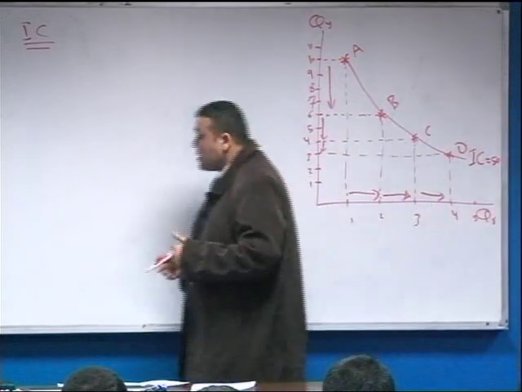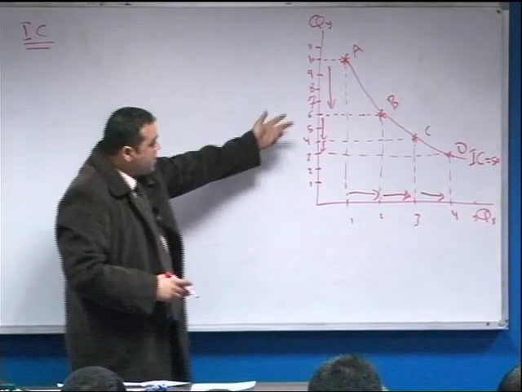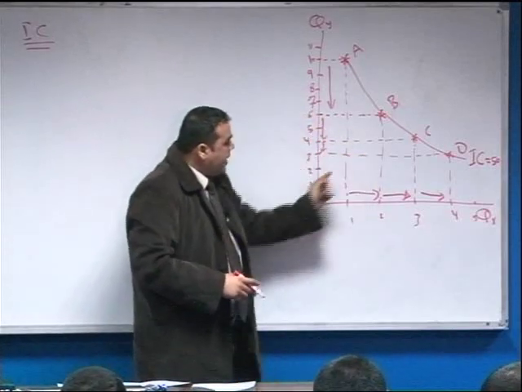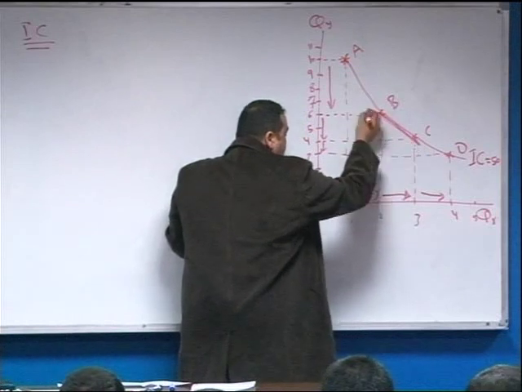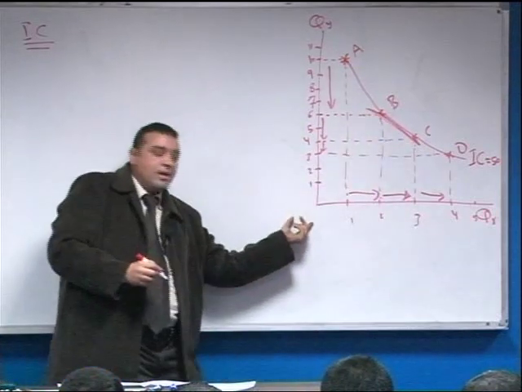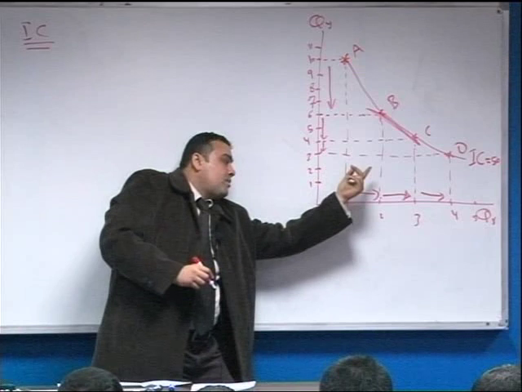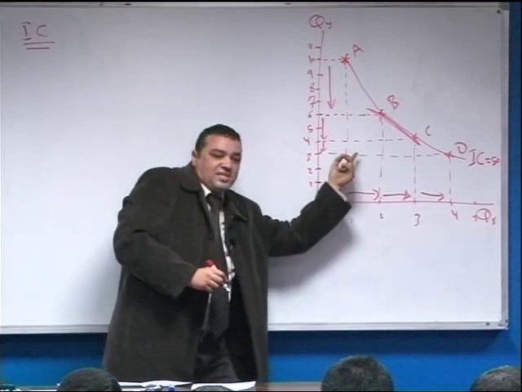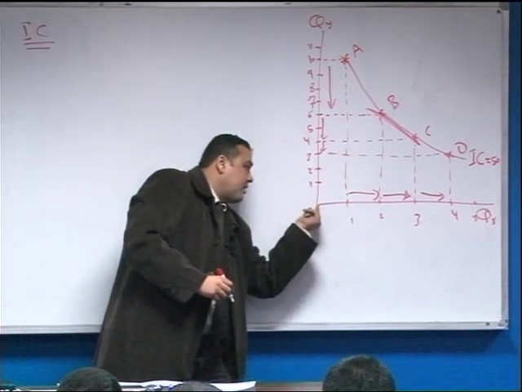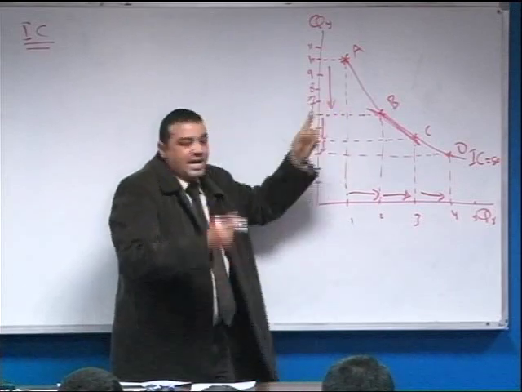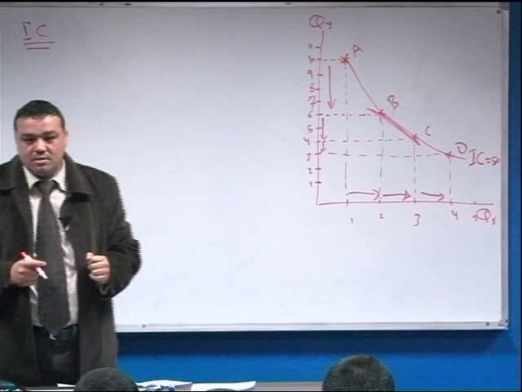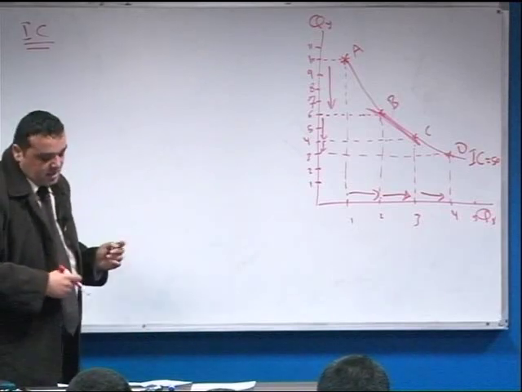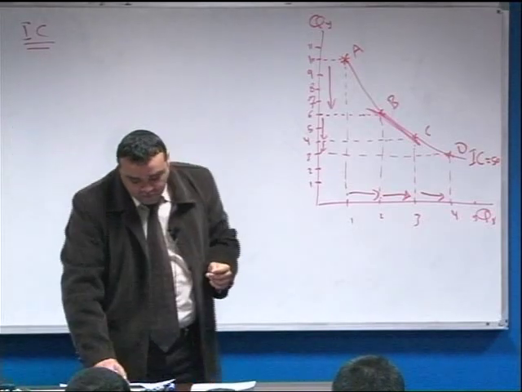Number 2, it's convex toward the origin point. So if we look at the indifference curve from the origin point, we will see it as convex, محدب تجاه نقطة الأصل, right? This is number 2.